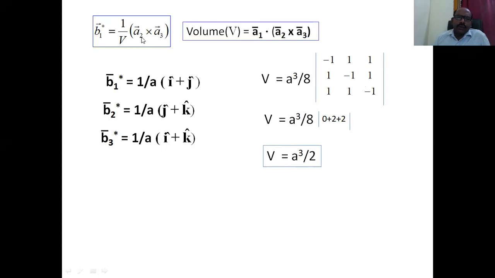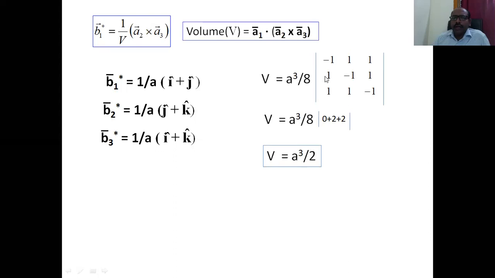Next one, a2 cross a3. In that case, here we have to write i cap, j cap, k cap, and here the coefficients of the unit vectors in a2 bar, and here the coefficients of the unit vectors in a3 bar. In that way, that gives us a2 cross a3. If we do that and divide it with V, we get this equation. It is a simple mathematical calculation, you can do it.